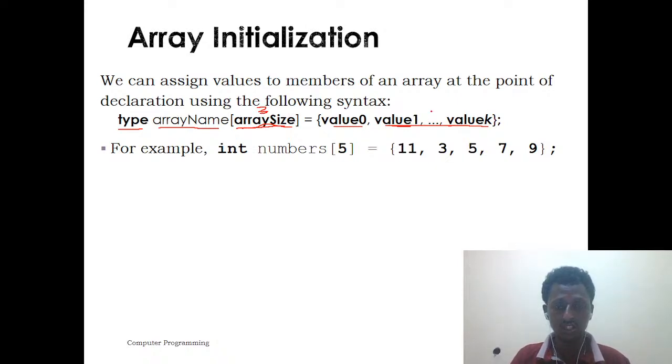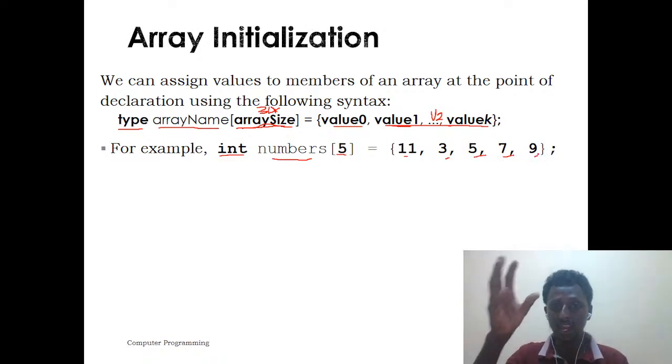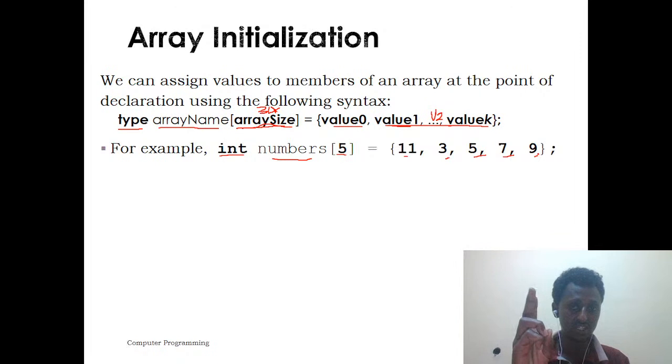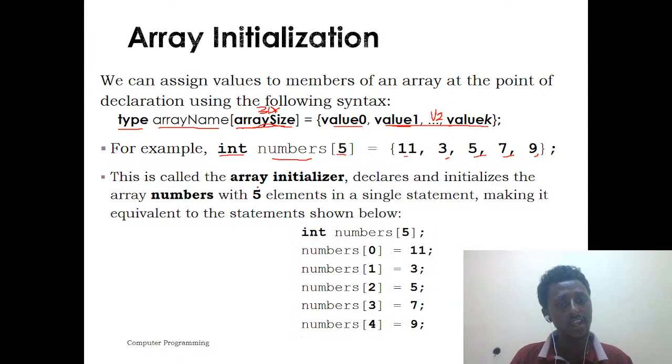If you add more values, 1, 2, 3, 4, you change this value to 4. This is the array size, or the number of elements that you have to put. For example, int numbers[5]: this is the array size, this is the array name, and this is the array data type. 1, 2, 3, 4, 5 are the values, or 5 elements. An array having 5 elements is declared and initialized this way. This is called array initialization, or array initializer.